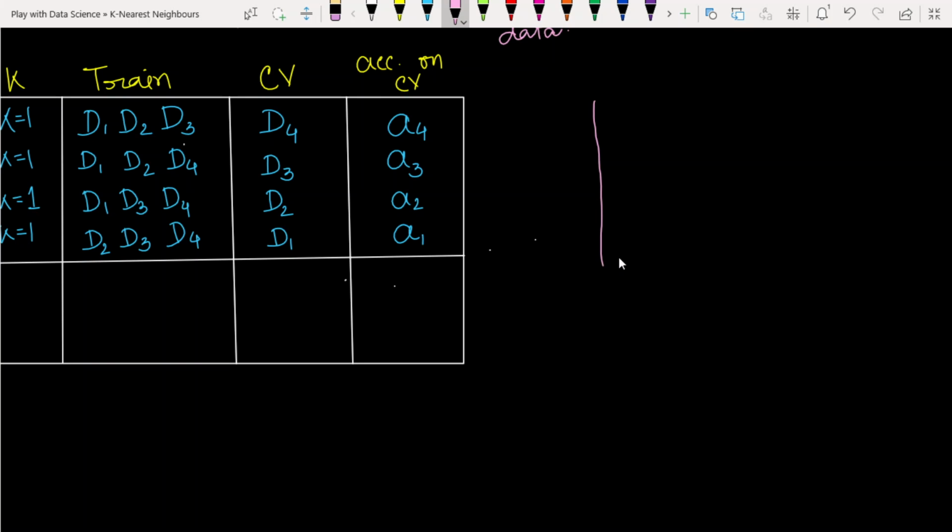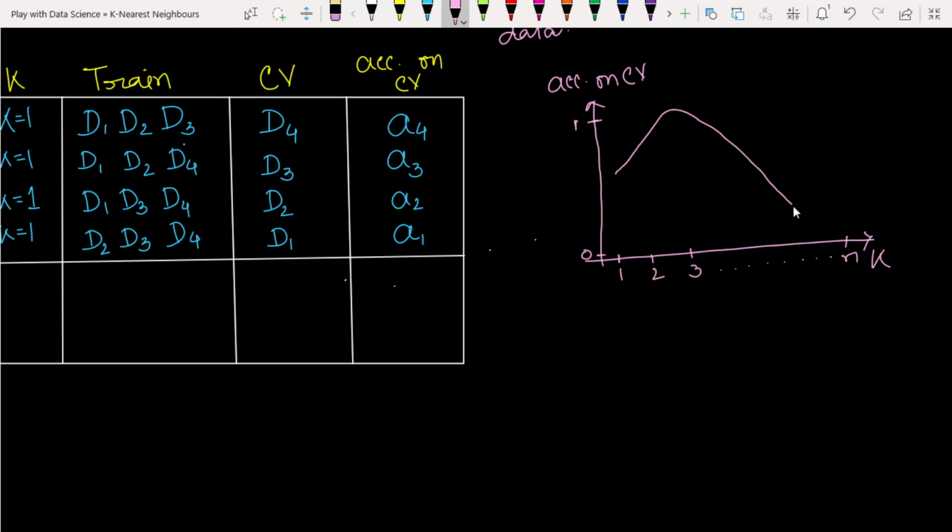Let me draw one sample image. This is our k value, and this is the accuracy. This is the accuracy on the cross validation data set, and we will get a curve like that. k is equal to 1, k is equal to 2, k is equal to 3, up to k is equal to n. Suppose the maximum value of the accuracy is 1 and the minimum is 0 here. So we will get values like that.